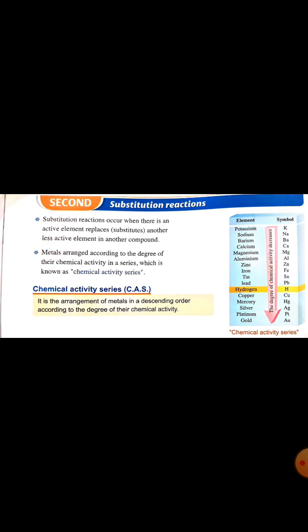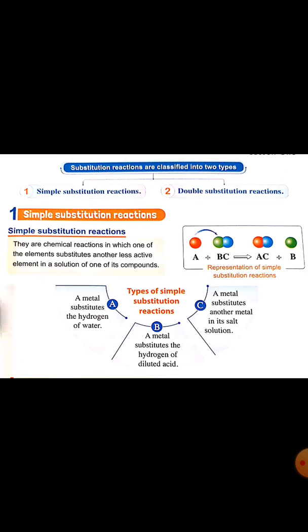So any metal before hydrogen can replace it, unlike any metal that follows it. In addition, any element can replace the element that follows it, not just hydrogen, with the same concept. So, what are the types of substitution reactions? We have simple and double substitution reactions. So let's start with number 1, simple substitution reactions.